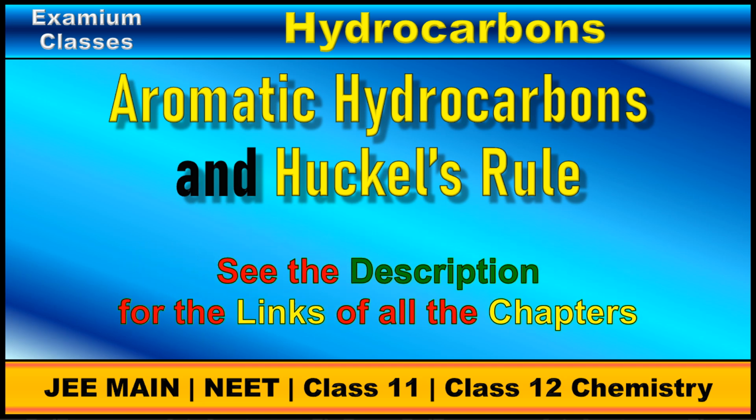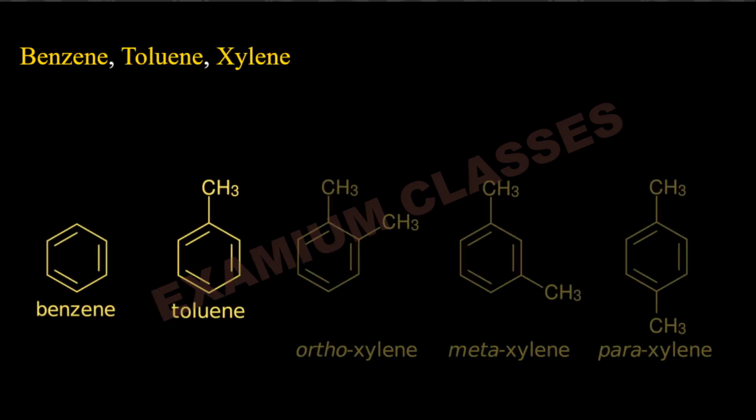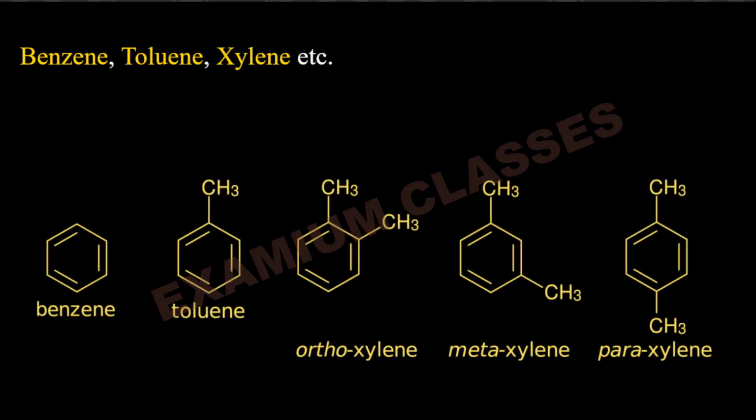Aromatic hydrocarbons, an overview about that. Aromatic hydrocarbons, when we say these are benzene, toluene, xylene, etc., these are just examples. Within xylene, we can have orthoxylene, metaxylene, paraxylene, depending on whether we have the other methyl group at ortho, meta, or para. So if there are two methyl groups, we call it xylene.